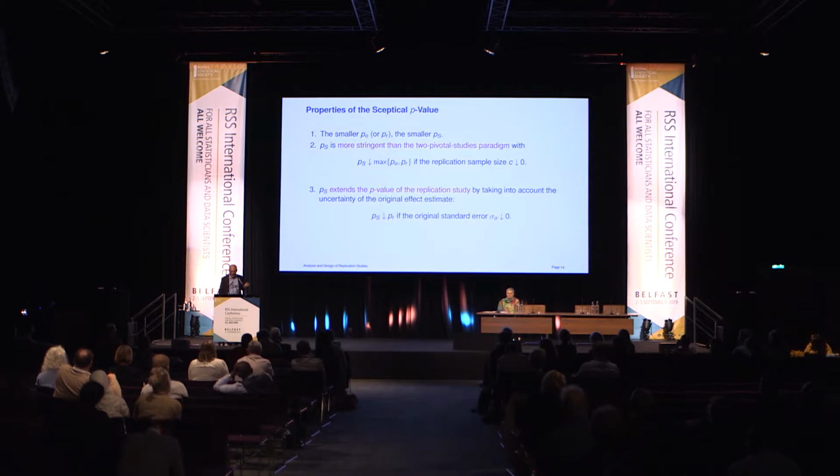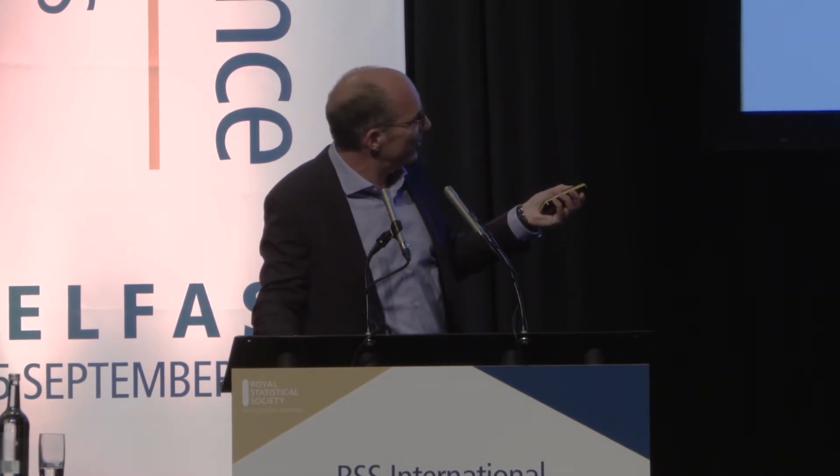The third property is that the skeptical p-value naturally extends the ordinary p-value of the replication study, and it does this by taking into account the uncertainty of the original effect estimate. So what does that mean? If you ignore the uncertainty of the original effect estimate, then you just have a point mass for the original study, and you need a skeptical prior, a point mass at 0, to push it towards non-significance in the limit. And so the Box tail probability just reduces to the ordinary p-value for a point null hypothesis. This is written down here in mathematical terms: the skeptical p-value converges to the p-value of the replication study if the original standard error goes to 0.